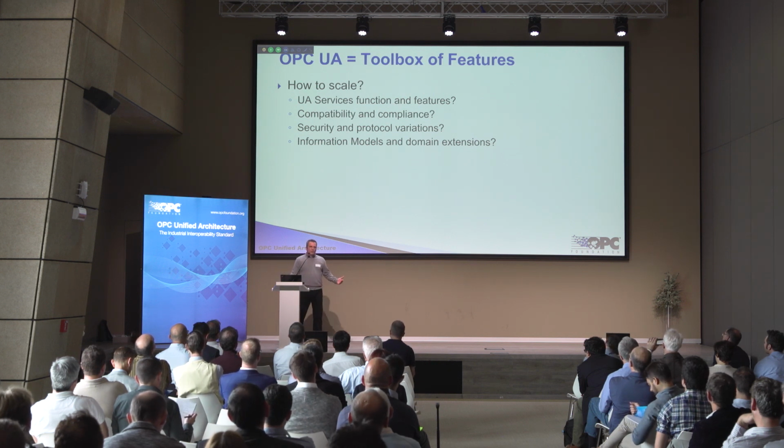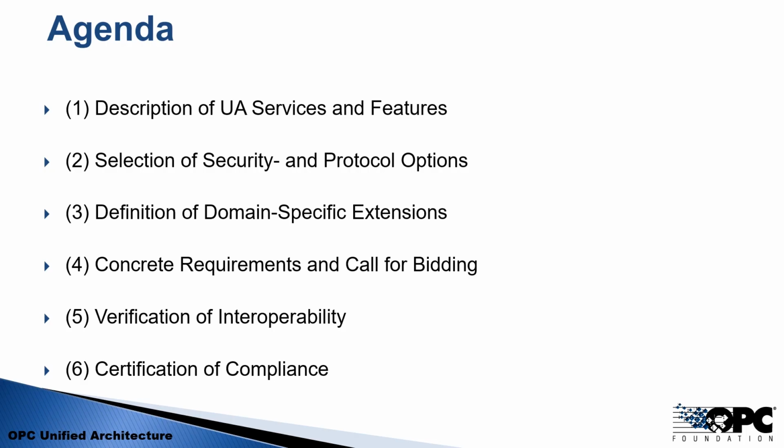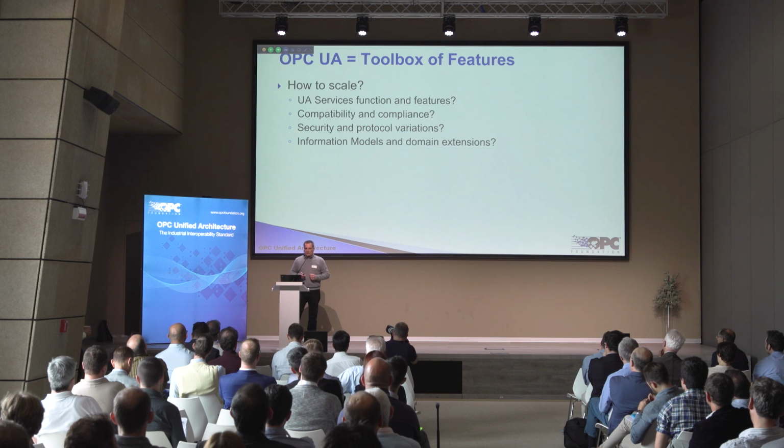So this big toolbox of features, we need to scale that. We need to scale it in terms of the services, functions, and features we need in an OPC UA product. And also, of course, we need to scale it regarding compliance and compatibility issues. Because if one is doing this and the other is doing another facet of OPC, then they obviously will not match, and then all the interoperability promise is gone.